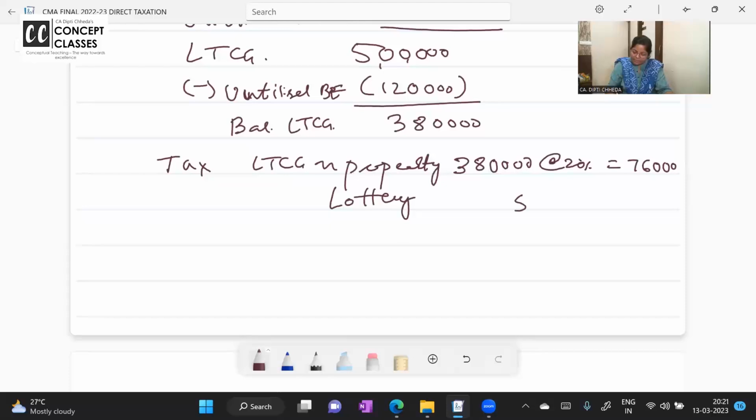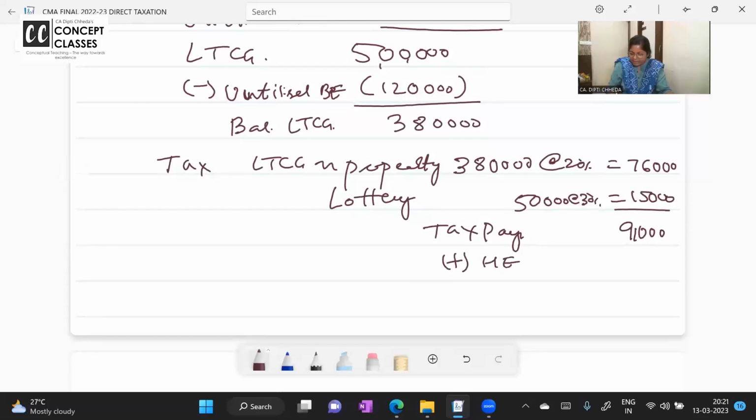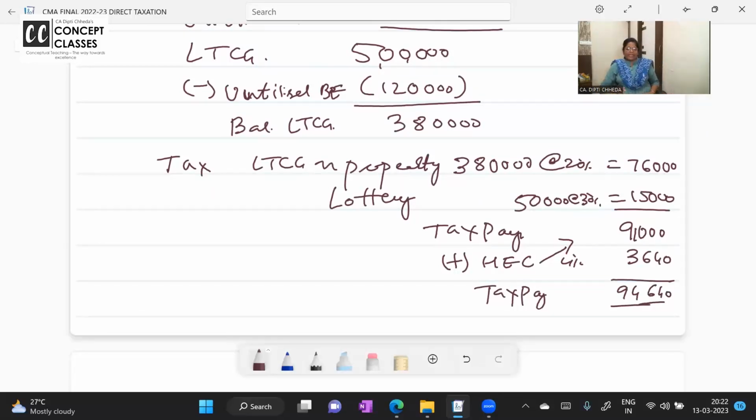What is the lottery income? 50,000. At 30%, 15,000. So what is the tax payable? 91,000. On that, health and education cess is 4% always on the tax. No question of surcharge. 3640. So what is the tax payable? 94,640. Tell me, is it clear or not?